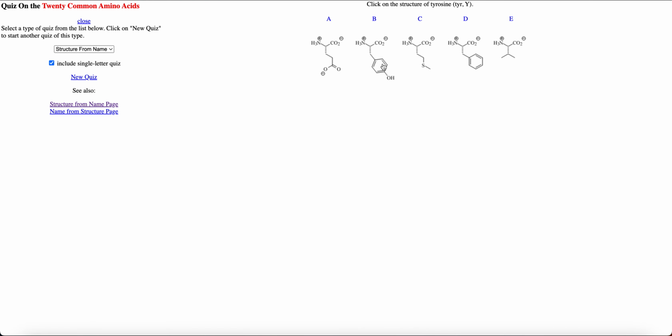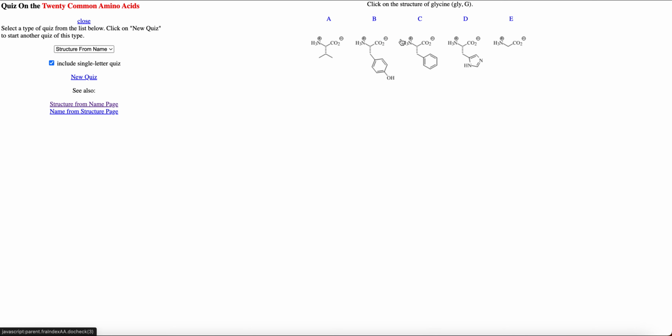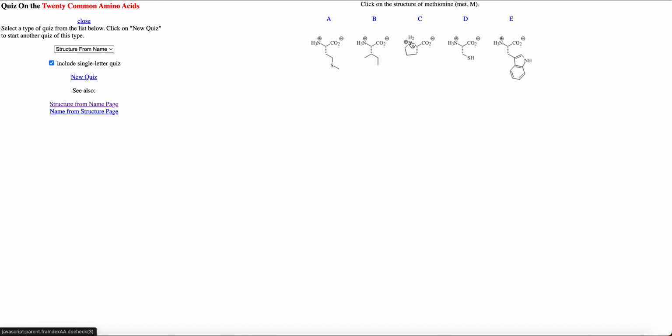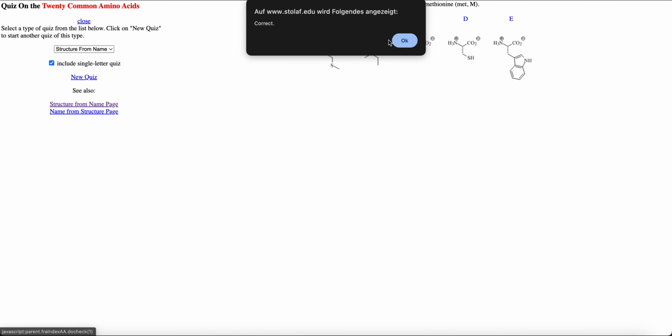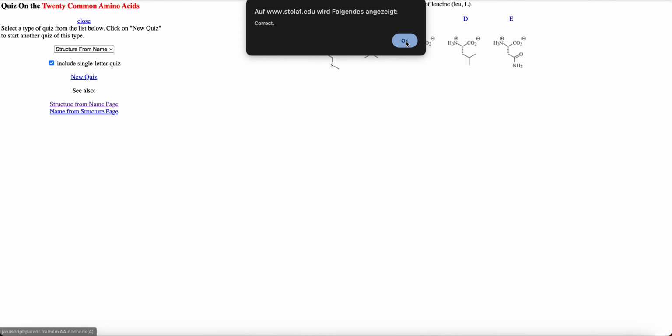Tyrosine, aromatic structure, and OH. That's it. Good. We have glycine, it's a tiny amino acid, so this is one. Methionine, S and then CH3. That's what I remember about the methionine. Okay, leucine, actually it's here because we have the CH, so I think this is leucine. Good.